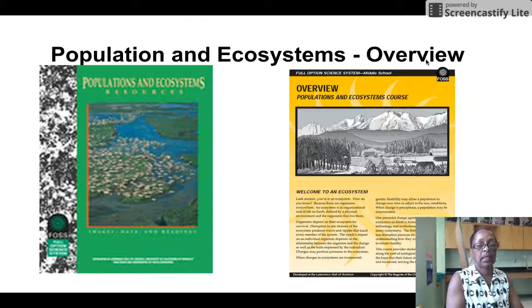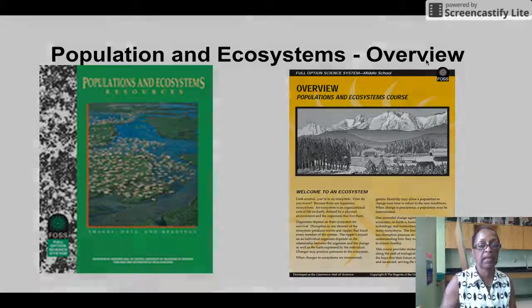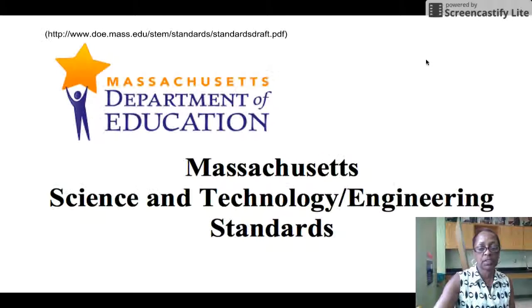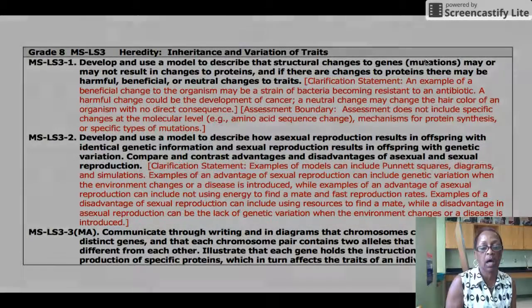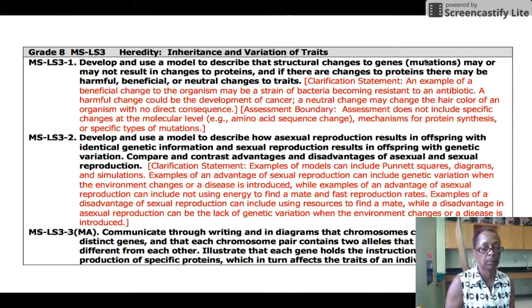This unit is designed to align itself with the national science standards. I come to use the science standards quite often because I can set up my goals. I can use check-ins to help me see where students are at and what students need to understand by the time we're done with this.